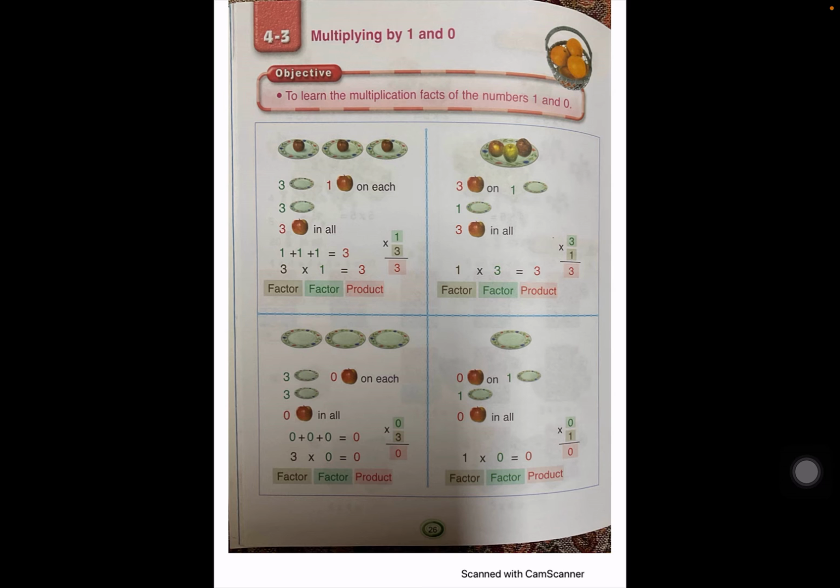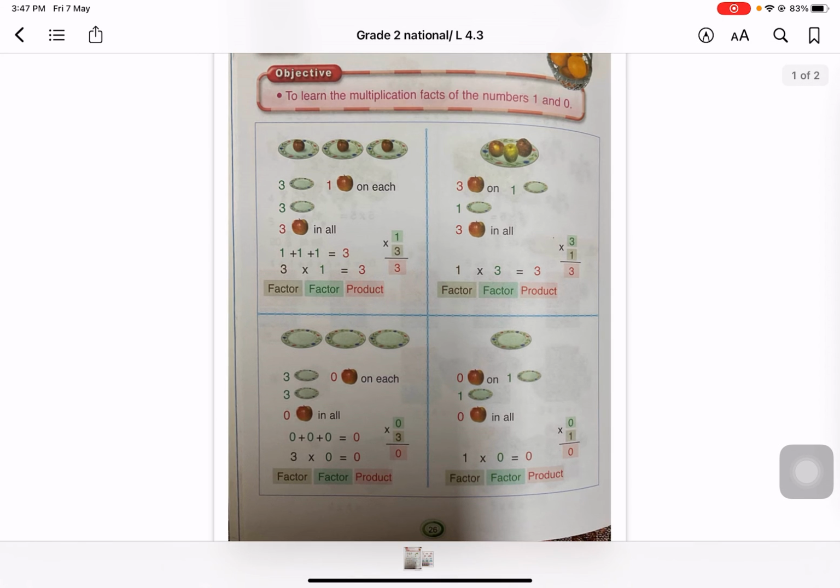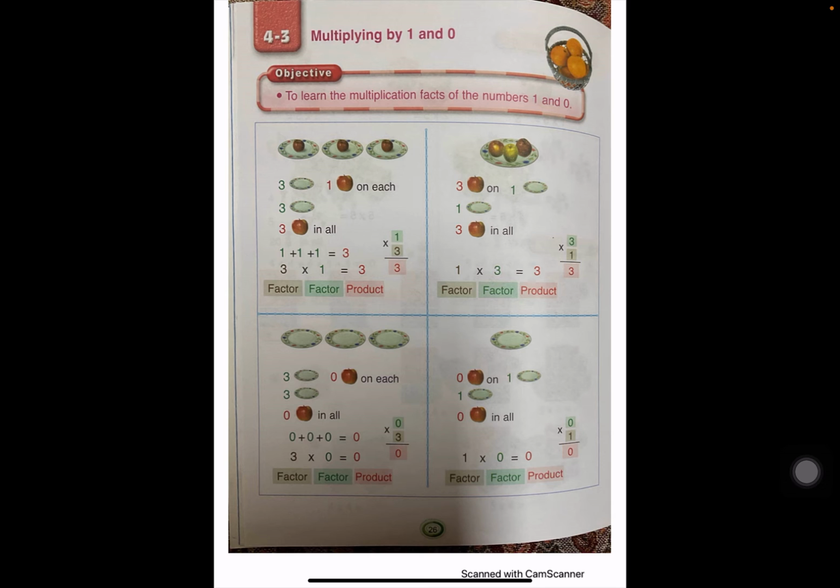By 1, it's very easy. Any number you multiply by 1, you will get the same number. And any number you multiply by 0, you will get the answer 0. So the title of my lesson is multiplying by 1 and 0. My objective is to learn the multiplication facts of the numbers 1 and 0.